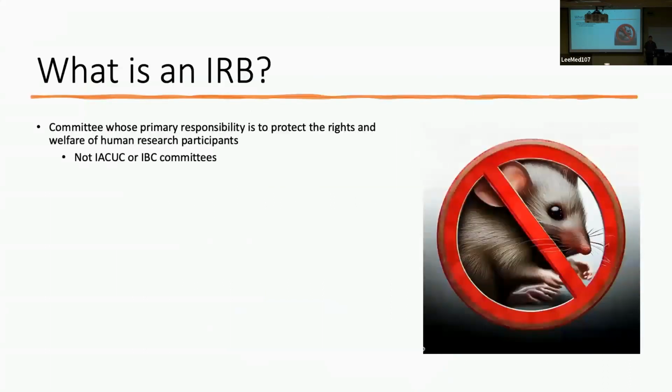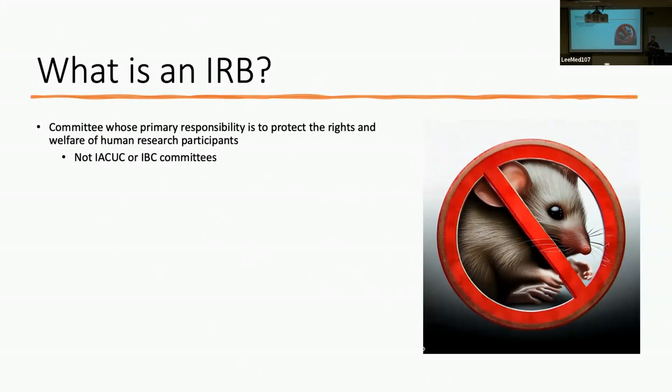What that means is we are here to protect humans and their rights and their safety, but we are not looking at animal studies, and we are not looking at studies that are involving biological agents. So by that, I mean IACUCs are there for the protection of animals and animal welfare. And then IBC committees are the ones that are looking at biological agents.